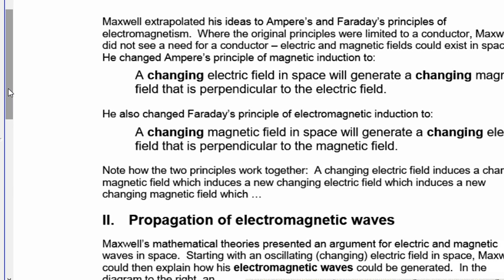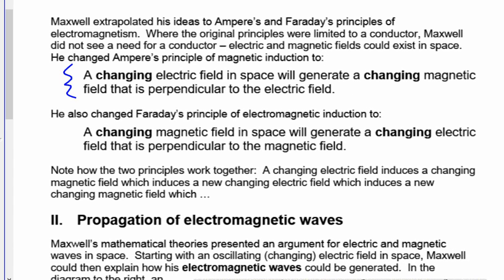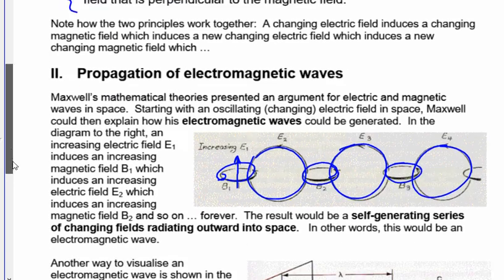Since Maxwell figured out this, it's not just in conductors, he changed it to be more about fields in general. So he changed Ampere's principle of magnetic induction to: a changing electric field in space will generate a changing magnetic field that is perpendicular to the electric field. Okay, so it's just fields. One field will create another field, right? And then the other part of it, he says, well, a changing magnetic field in space, so it doesn't have to be in a conductor, will generate a changing electric field, and it's going to be perpendicular to the magnetic field. All right, so what that means is really this picture.